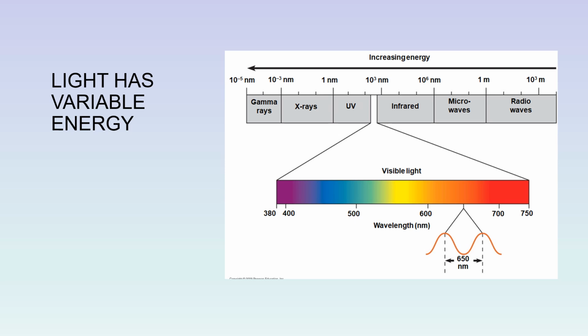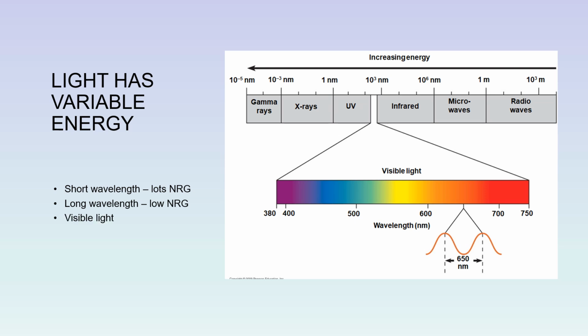Up top of this diagram here, we have a scale of wavelengths from really tiny nanometers on the left to kind of big meters on the right. The shorter the wavelengths, the more energy they have, like gamma rays and X-rays, right? That's why they cause cancer. The longer the wavelengths, the less energy they have, like radio waves and microwaves, but that does not mean that you can stand next to your microwave.